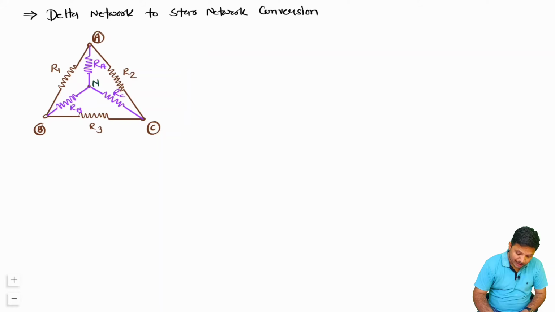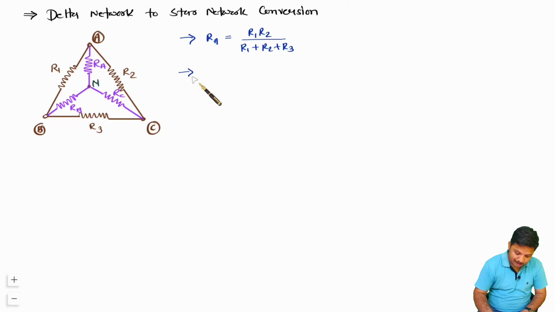So whenever you want to calculate RA resistance of star network, at that time all you need to do is you just have to multiply side resistance of that RA. So side resistance of RA is R1 and R2. So multiply that two and divide by all the resistance addition of delta. So now I'll be dividing by addition of all the resistance.